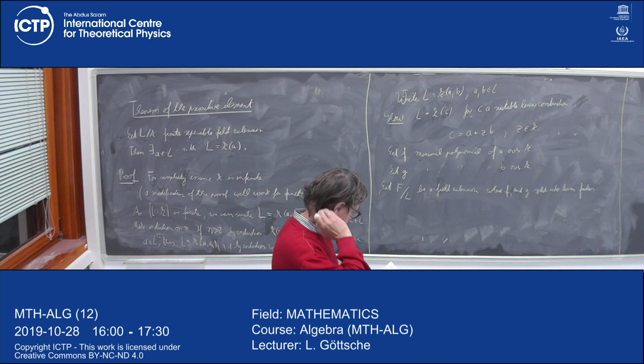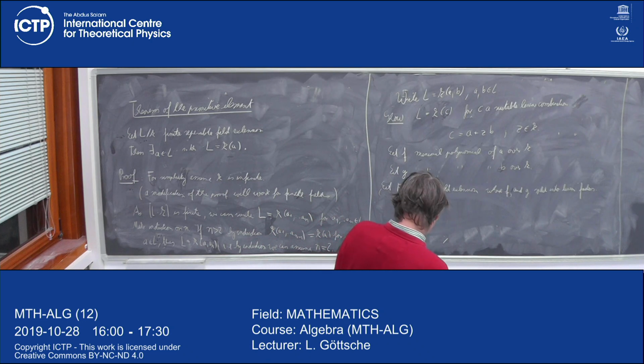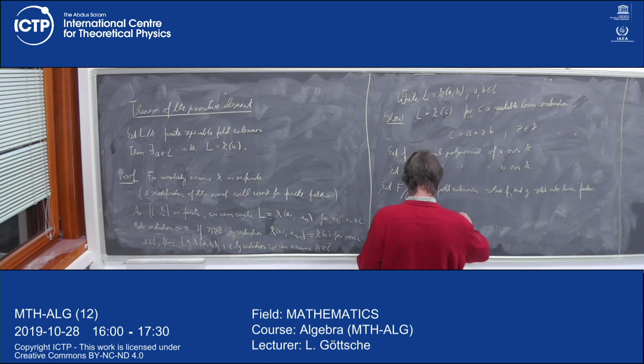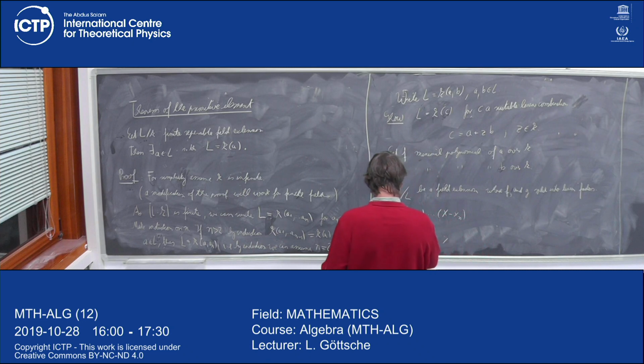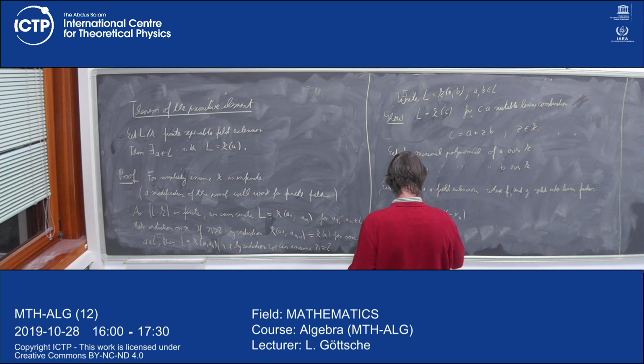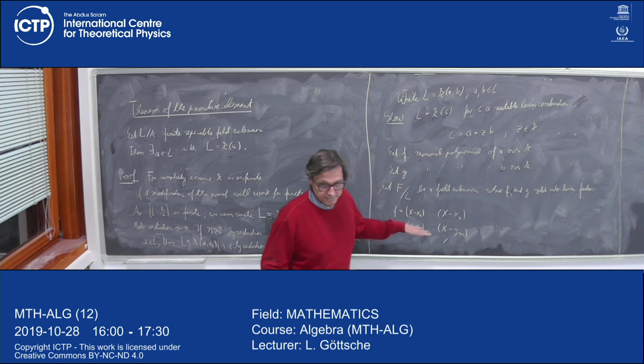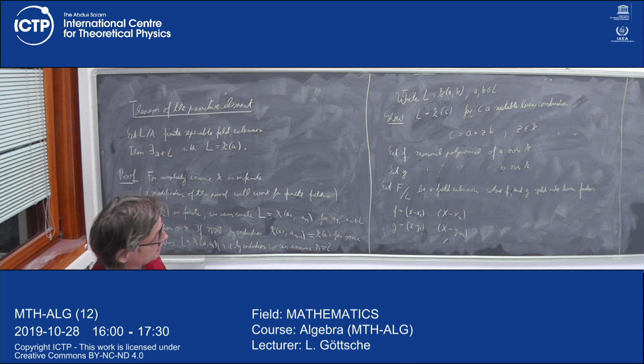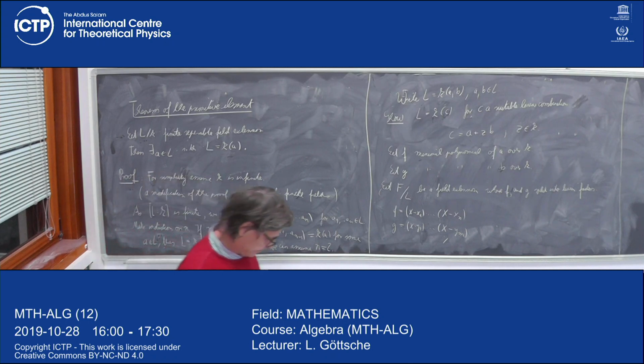So that means we can write f equal to (x minus x1) through (x minus xn), g equal to (x minus y1) through (x minus ym). See? So it splits into linear factors like that. As the minimal polynomial is monic, it just splits like that.